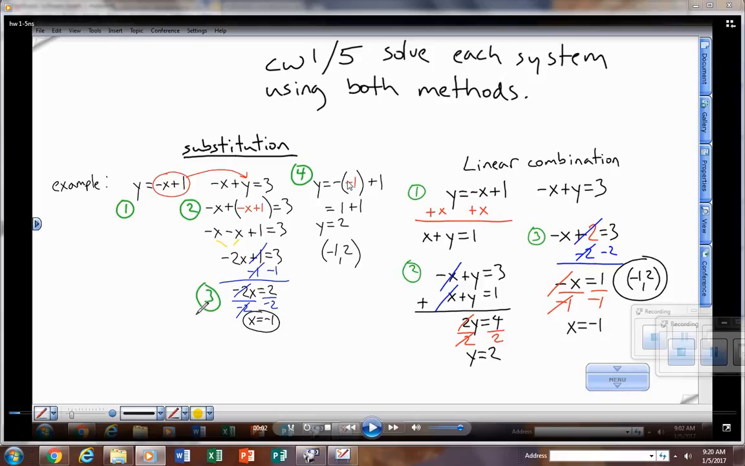Plug that negative 1 in for x. That double negative makes it 1. 1 plus 1 gives me 2. So that answer is negative 1 for x, 2 for y.